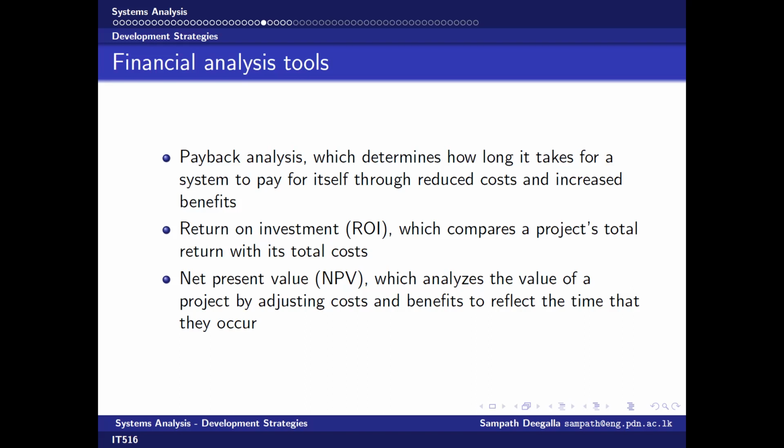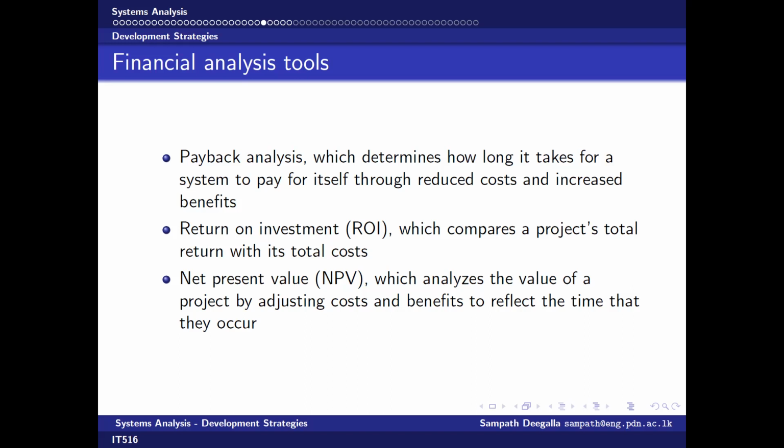And then another one is return on investment. That means we can look at the project's total return against its total cost. So basically you look at the project return and the project total cost. And the final one, actually, we will look at net present value. That means we'll consider the time effect, because some of the benefits come later on. It will not be the same as the benefit you are getting right now, right?